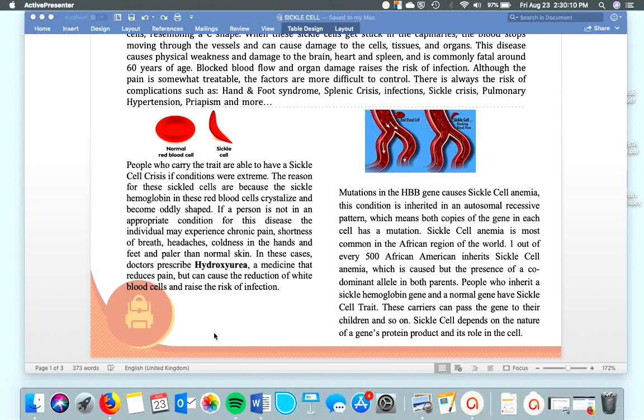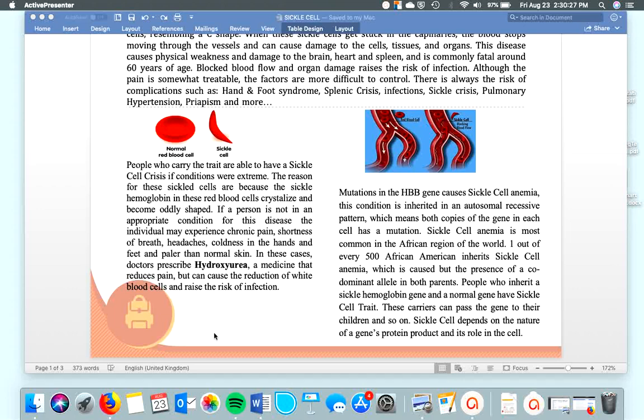People who inherit sickle cell hemoglobin gene and a normal gene still have the sickle cell trait, and these carriers can pass their gene on to their children and so on. So sickle cell depends on the nature of a gene's protein product and its role in the cell.